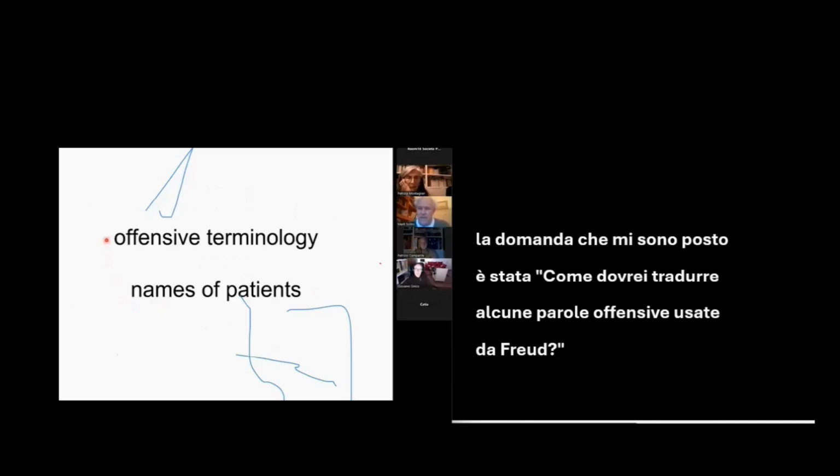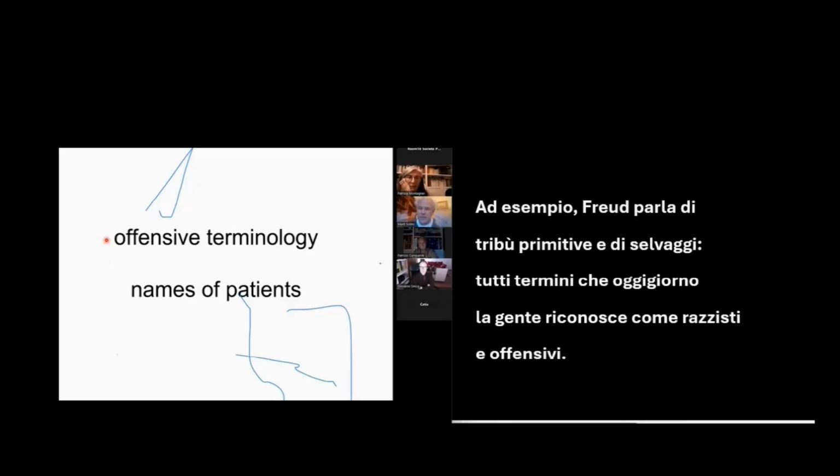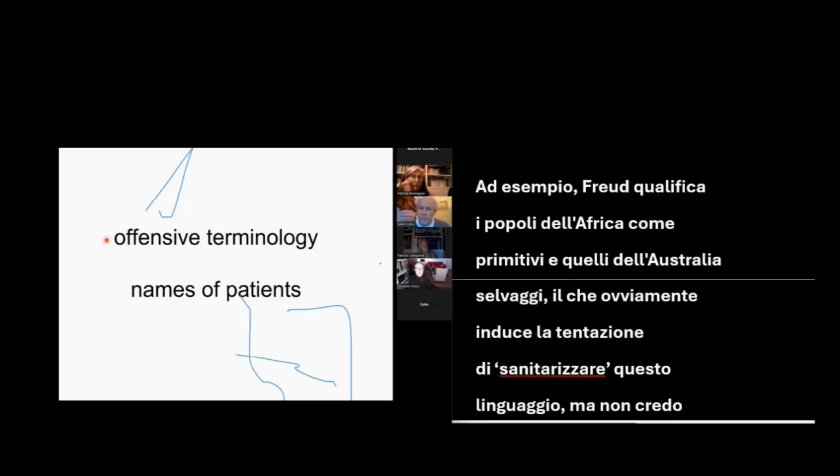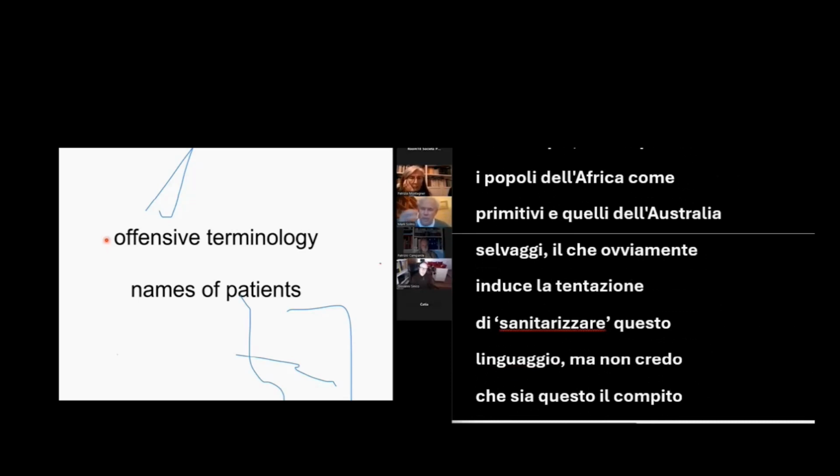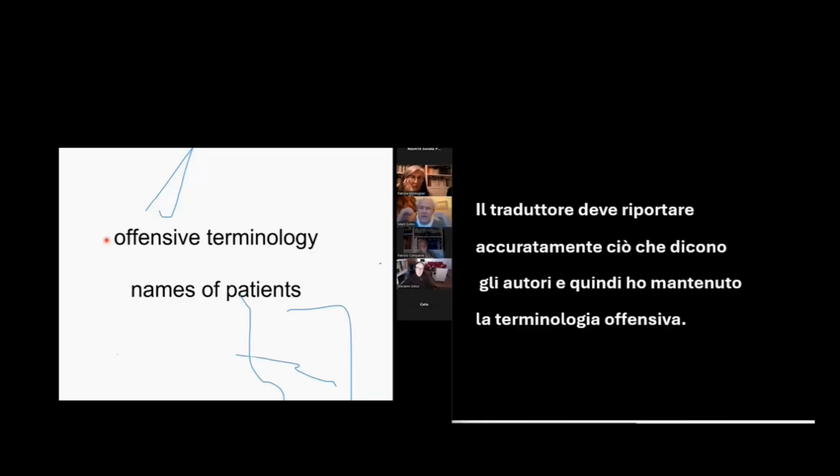One of the questions that I faced was, how should I translate some words that Freud uses which are offensive? For example, Freud speaks about primitive tribes and about savages. These are terms which nowadays people recognize are racist and offensive. So, for example, Freud says that the people of Africa are primitive and the people of Australia are savages. There is, of course, a temptation to sanitize this language, but I don't think that's the job of the translator. The translator must accurately convey what the writer says, and so I have retained the offensive terminology.